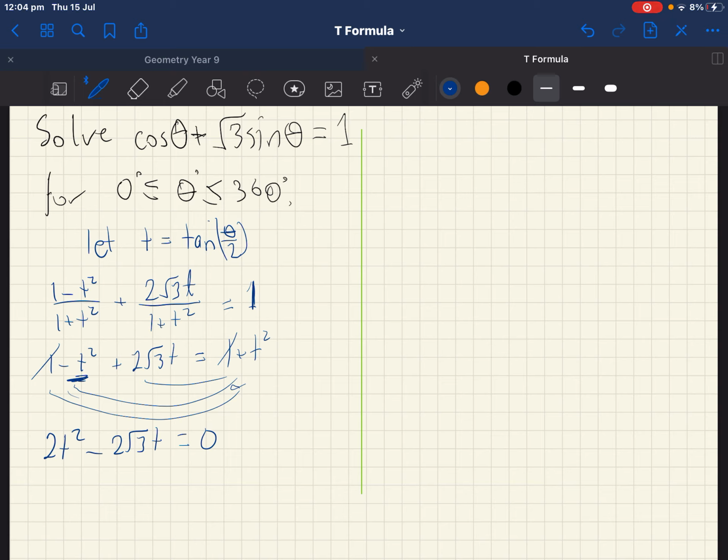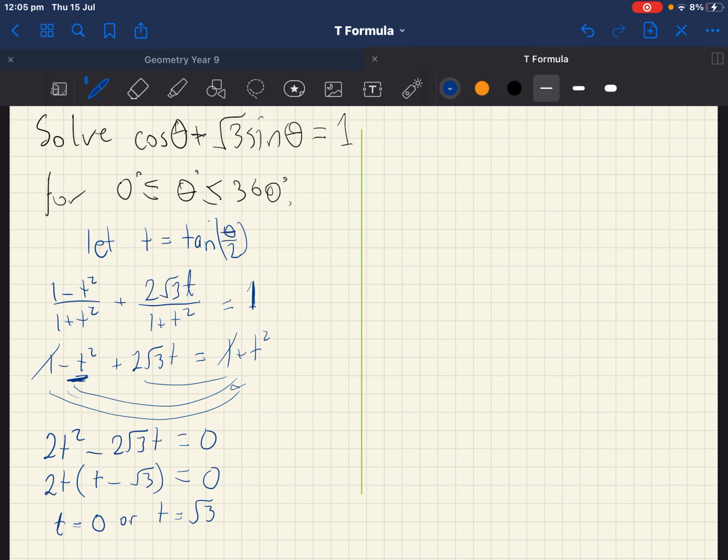If not, go to quadratic formula. This one does factorize quite nicely, to be honest. We can take a 2t out, leaving us with t minus root 3, and the whole thing is equal to 0. And this will give us our two solutions in this case for t. T is equal to 0, or t is equal to root 3. So we've got two solutions for t here.